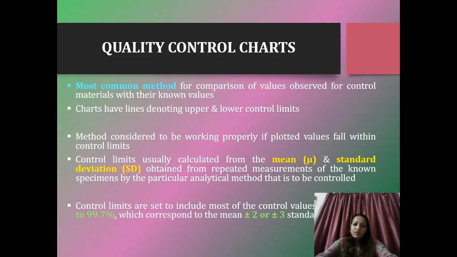Now, what are the quality control charts? This is the most common method for comparison of values observed for control materials with their known values. And the charts have lines denoting upper and lower control limits.